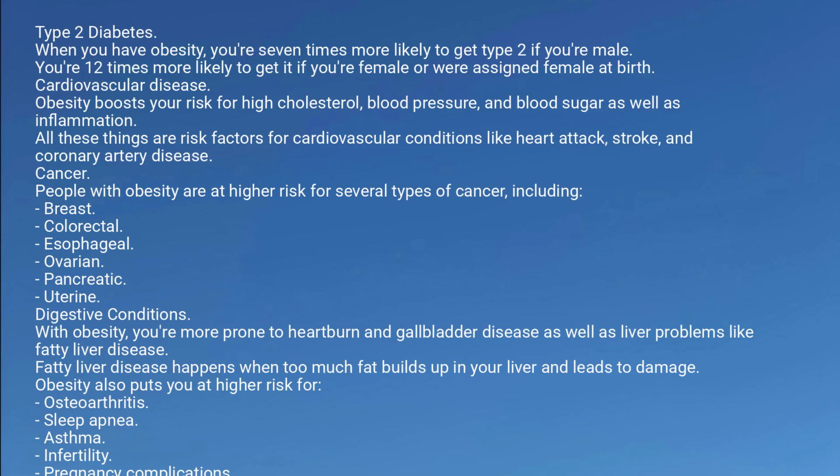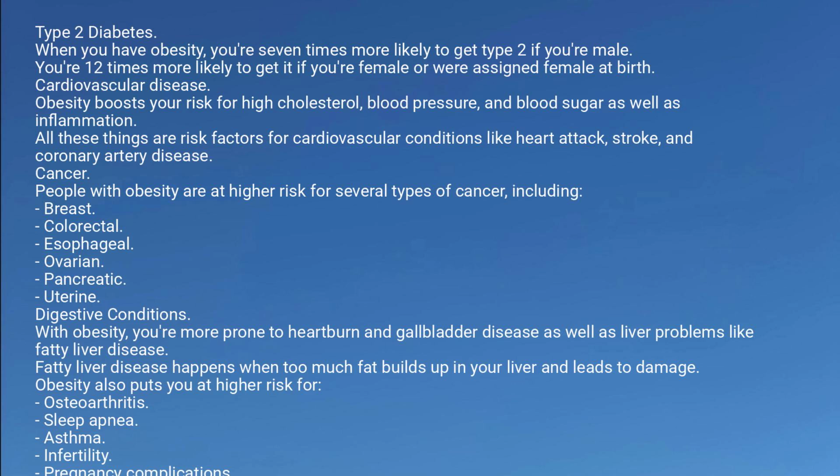Type 2 diabetes. When you have obesity, you're 7 times more likely to get type 2 if you're male. You're 12 times more likely to get it if you're female or were assigned female at birth. Cardiovascular disease. Obesity boosts your risk for high cholesterol, blood pressure, and blood sugar as well as inflammation. All these things are risk factors for cardiovascular conditions like heart attack, stroke, and coronary artery disease.